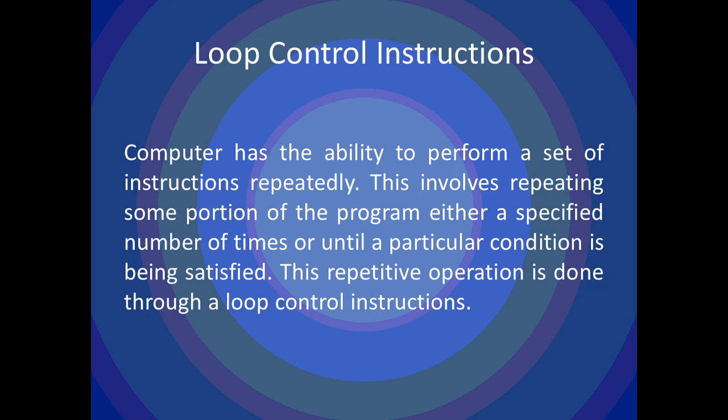What is loop control instruction? Computer has the ability to perform a set of instructions repeatedly. This involves repeating some portion of the program either a specified number of times or until a particular condition is being satisfied. This repetition operation is done through a loop control instruction.